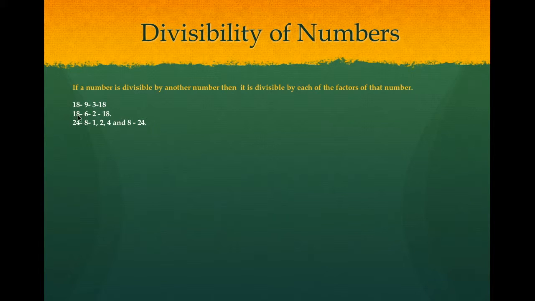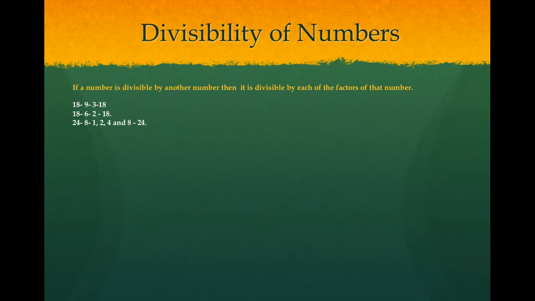So similarly, 18 is divisible by 6. So the factors of 6 can also divide 18. Another example, 24. 8 can divide 24. And the factors of 8, for example 1, 2 and 4 and others, can also divide 24. So this is one of the properties of divisibility.